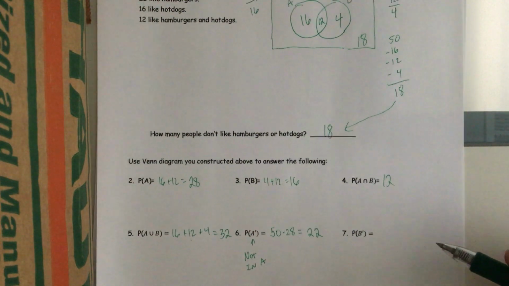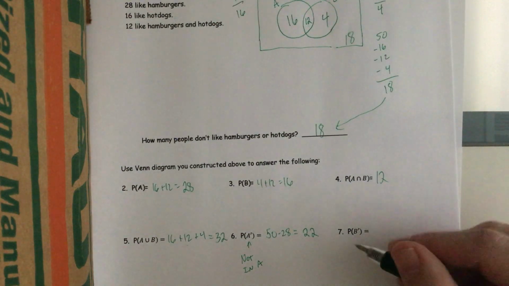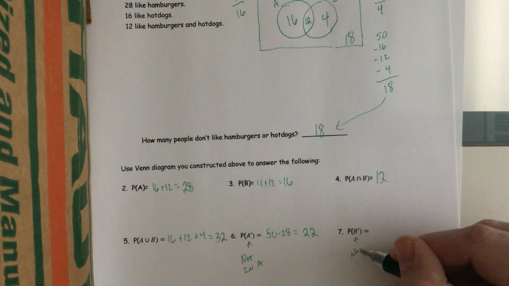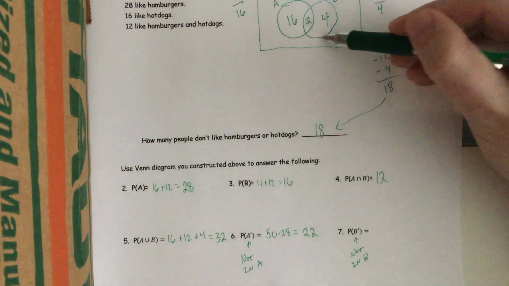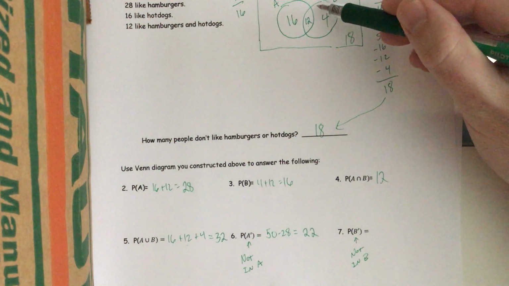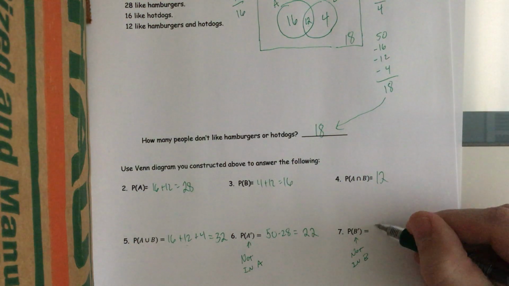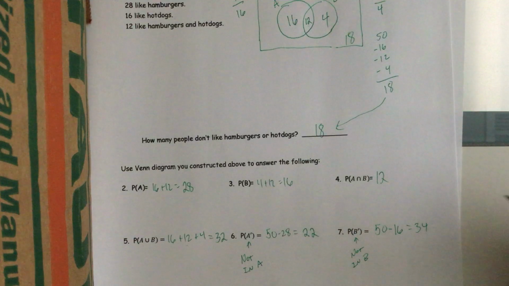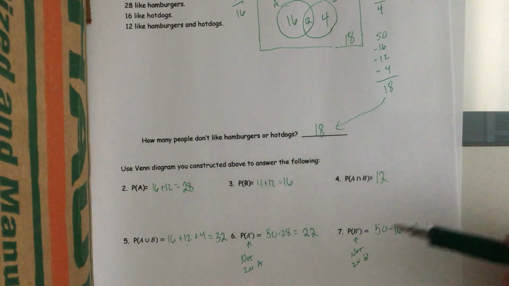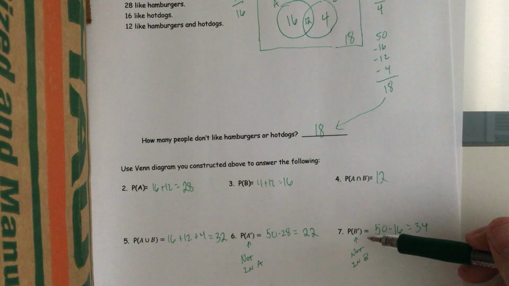Let's see here. What is the probability of B prime? So again, this means not in B. All the people who don't like hot dogs. There are 16 people in B. And so we're going to say 50, that's our total amount of people, minus 16, that's going to give us 34. So there are 34 people who are not in set B.